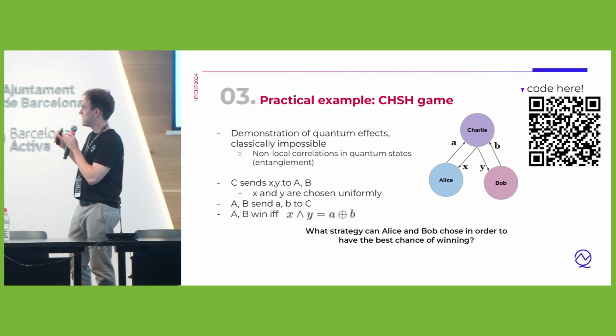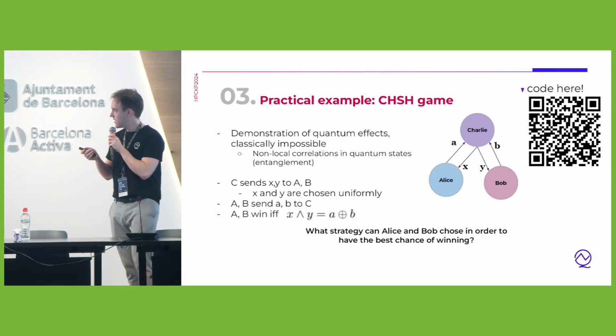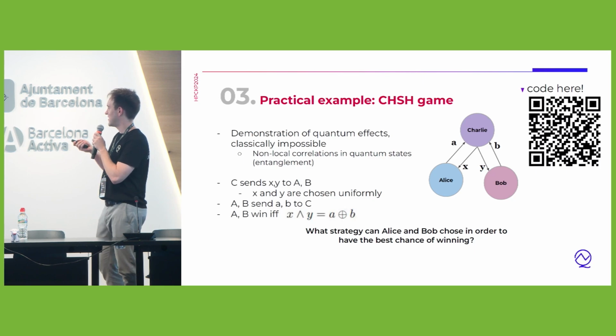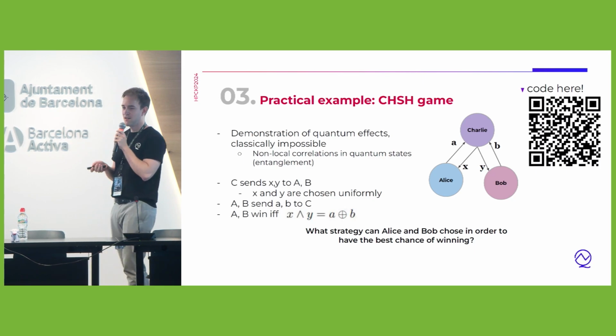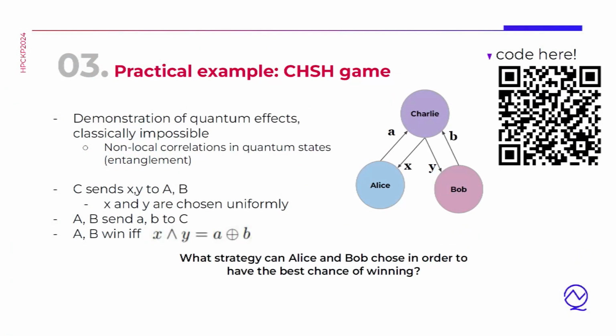Okay, so let's try to see this as a game, because that way it's funnier. So basically, you have a typical Alice, Bob, and Charlie, and you have a game where Charlie is sending some bits of information, so 0 or 1, to Alice and Bob. And these bits of information, they can follow a uniform distribution, or they can be any kind of distribution that Charlie only knows. And then Alice and Bob have to send back bits of information, A and B, to Charlie. And Alice and Bob will win if the AND of the X and Y that Charlie sent is equal to the exclusive OR of what Alice and Bob sent.